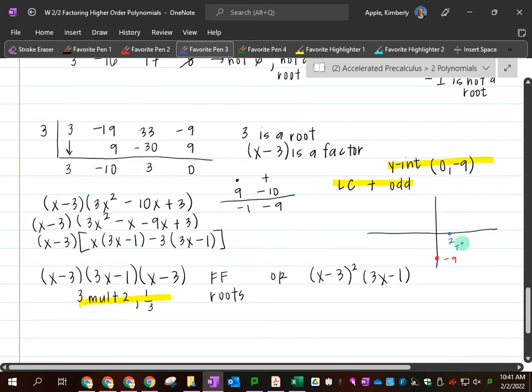I got a touch at 2. And I got a root at 1/3 or whatever. We had a touch at 3. Huh? We had a touch at 3. Yeah. Thank you. You're right. The multiplicities too.